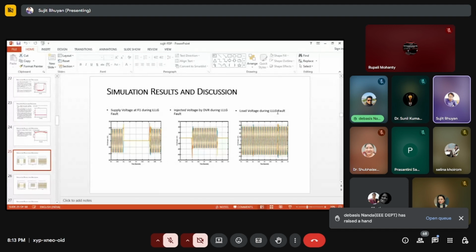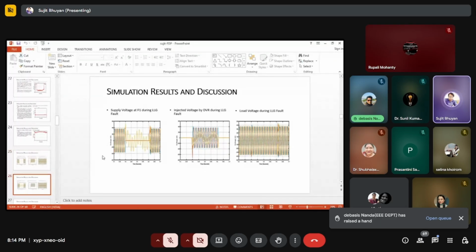See, understand my point. Whatever the DVR I have described to you, and the faults I have taken here. See, here the supply voltage at F1 means fault. So here an LLG fault will be there, right? The LLG fault is a severe fault. See the left hand side figure: within this time period when the fault occurs, the supply is 0. Here the DVR injects that power, and in the right most figure, see the compensated voltage.